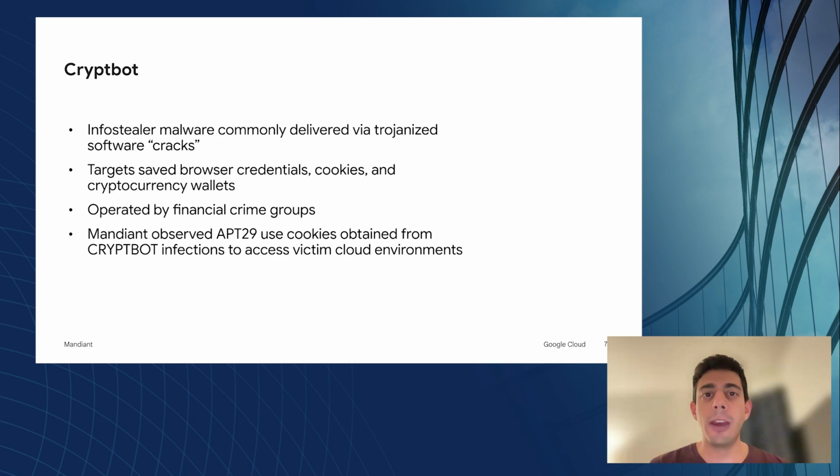Now, this is a little bit of a departure from traditional intrusion vectors because this malware is often operated by financial crime groups. They're just motivated by money. And how this typically works is the malware is distributed via software cracks that are Trojanized. The malware will phone home those credentials, and then the threat actor will package them up into tranches and sell them on the dark web.